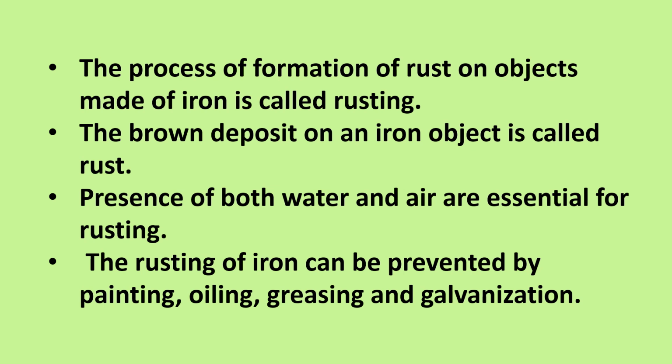So these are the preventive measures which we can take at the time of rusting of iron. What are the measures? Painting, oiling, greasing and galvanization. This is very important. What is rusting and how does it take place? When both presence of water and air are there, at that time it takes place. And what are the preventive measures you can take? You can do painting, then oiling, greasing, and galvanization.